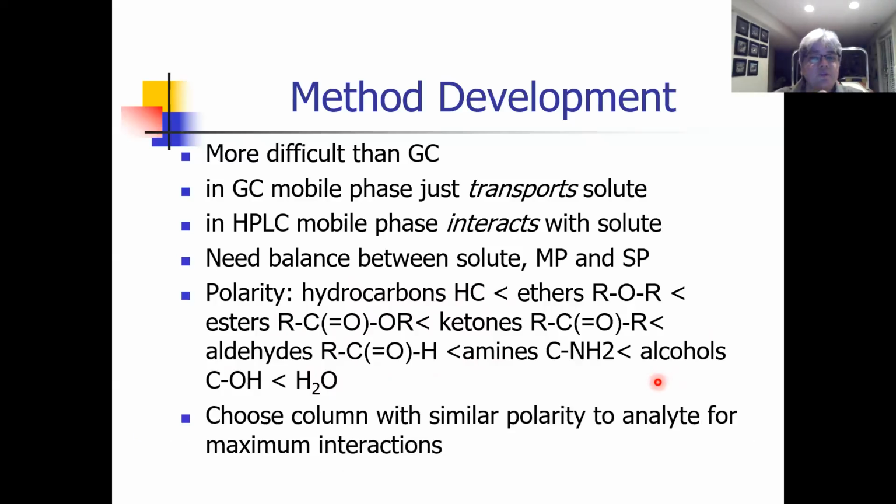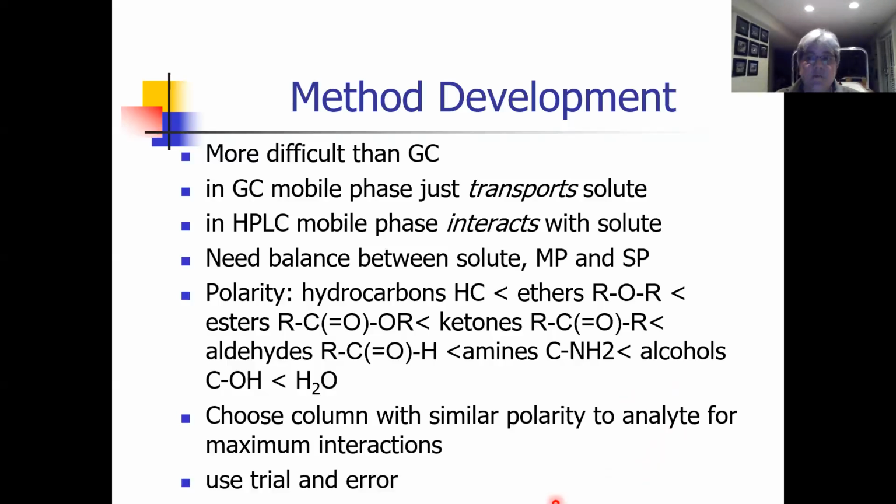And usually you try to choose your column so that the polarity of the column matches your analyte. If you match the polarity of the mobile phase with the analyte, then the analyte likes the mobile phase and it will just stay there. It won't interact and you won't get a separation. So you try to match the stationary phase polarity with the analyte. But ultimately, you just have to use trial and error.